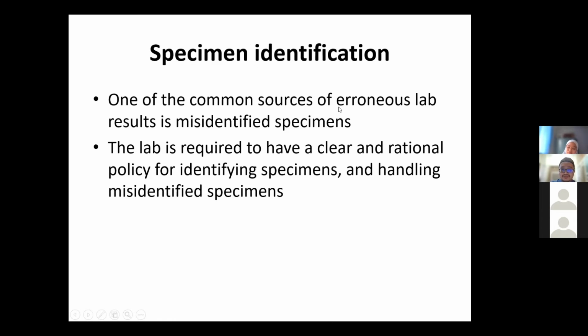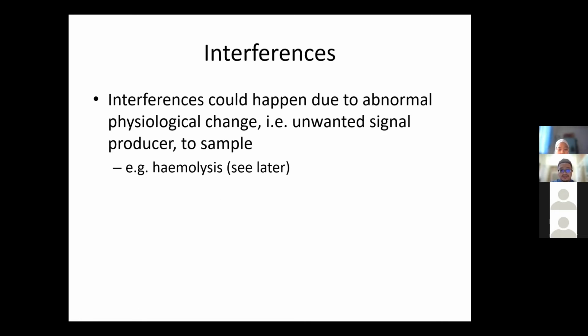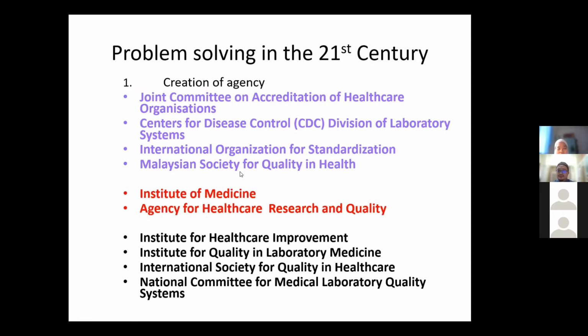Okay. One of the common sources of erroneous lab result is misidentified specimen. So we require everyone to clearly write the names, yeah? And we set up rational policy for identifying specimen and handling misidentified specimens. Okay. Interferences could happen due to abnormal physiological change, okay, hemolysis, etc. So those are some of the reasons why errors happen. Okay, I think at this stage we all agree errors could happen. Yeah, many factors could lead to it.